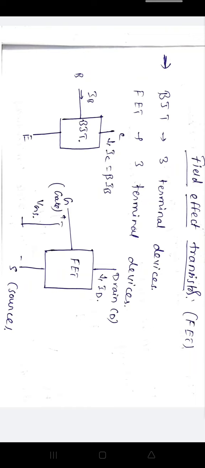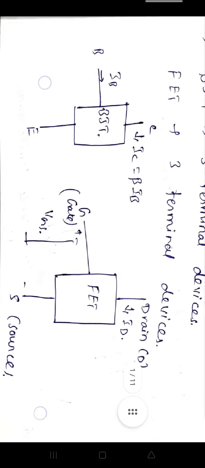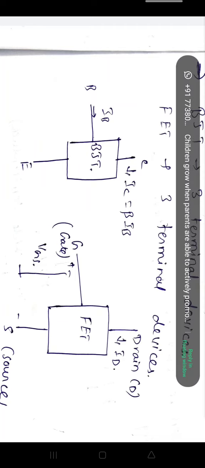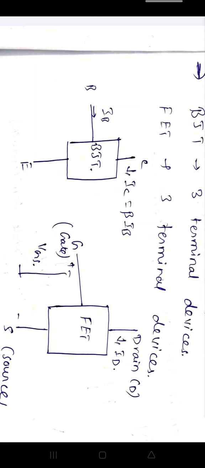Here in BJT, IB is the base current, which is the input current, and also it's a controllable current to the BJT. So the BJT we call a current control device. This FET device is controlled by the voltage between the gate and source. That's why we call the FET a voltage control device.